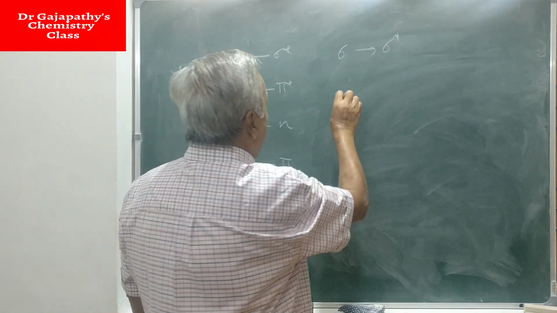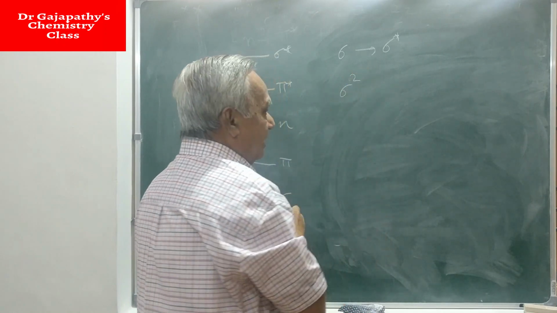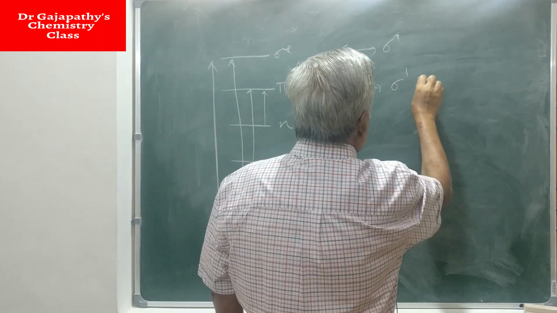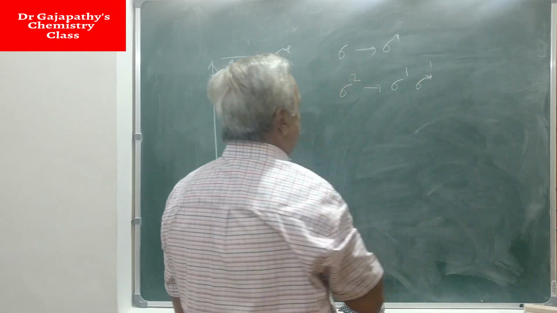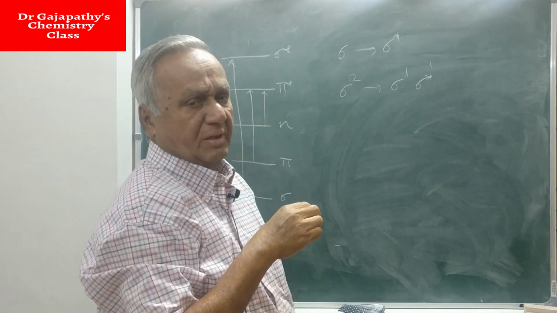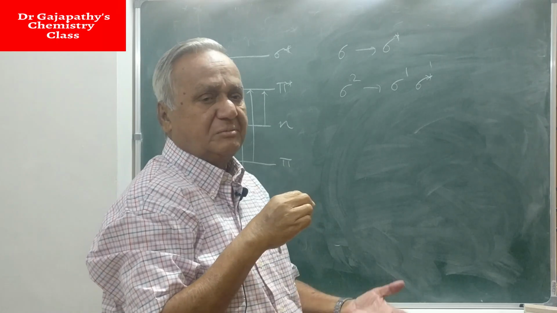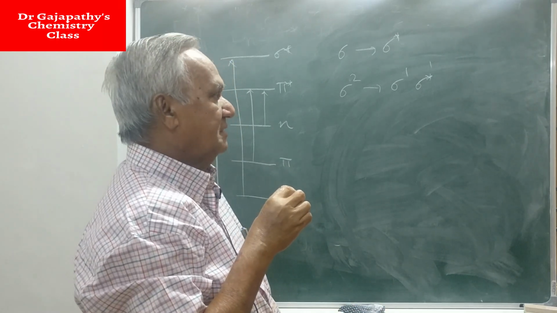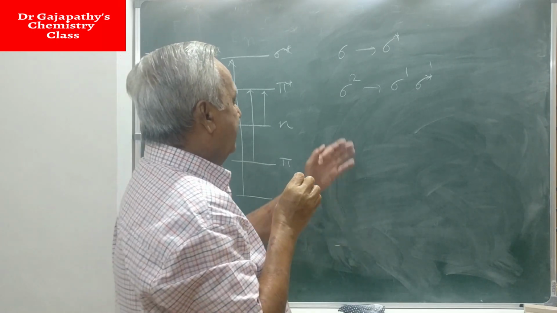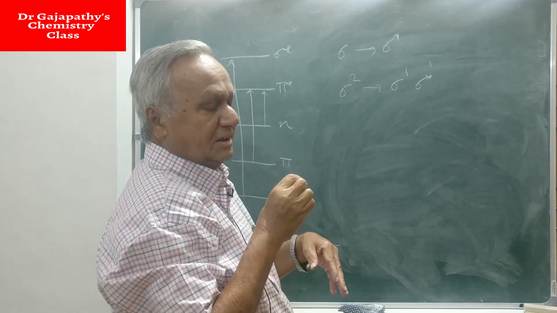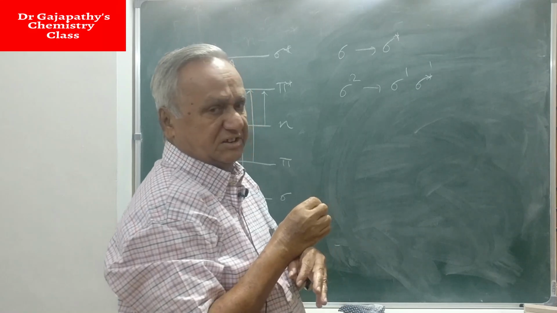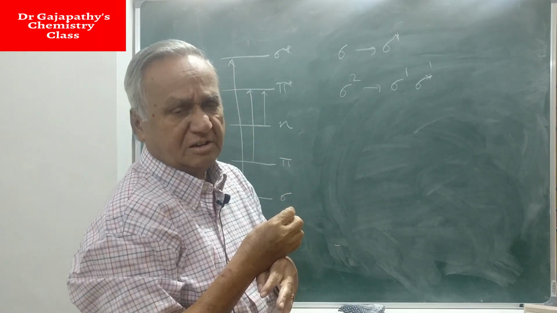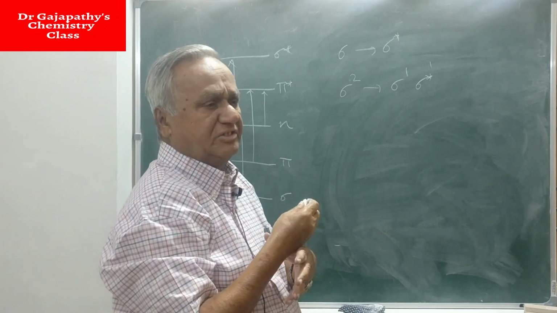In the ground state, 2 electrons are there in the sigma orbital, and in the excited state, 1 electron is promoted to sigma star. Is this transition symmetrically allowed or not? For that, you must find out what is the symmetry of the ground state and what is the symmetry of the excited state. What is the symmetry of the sigma orbital? Well, we can find out very easily now.